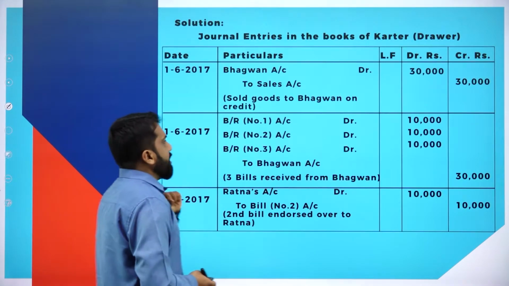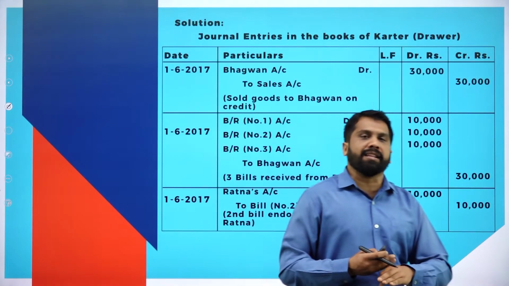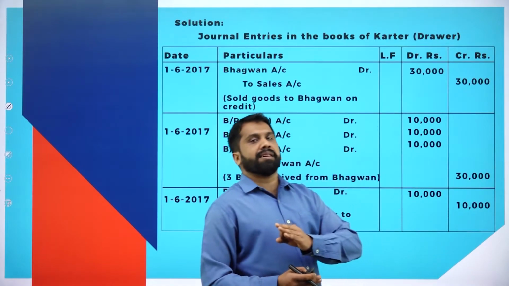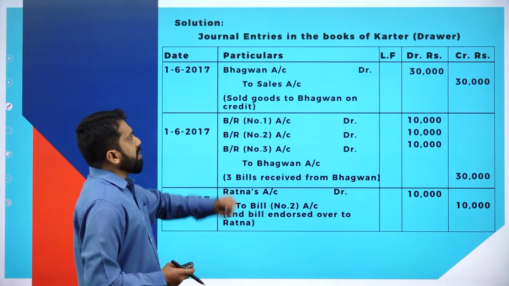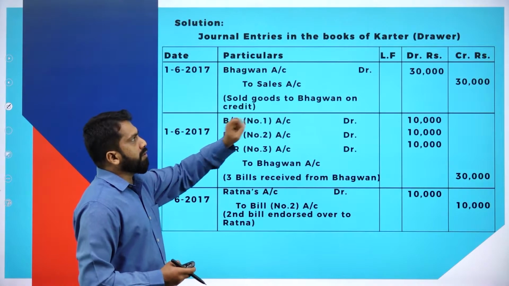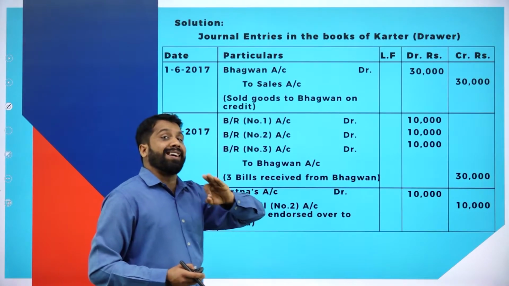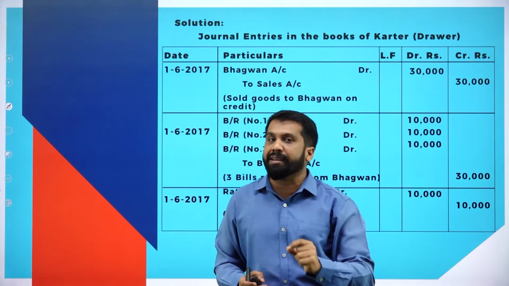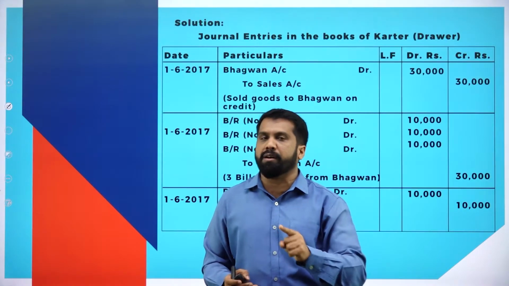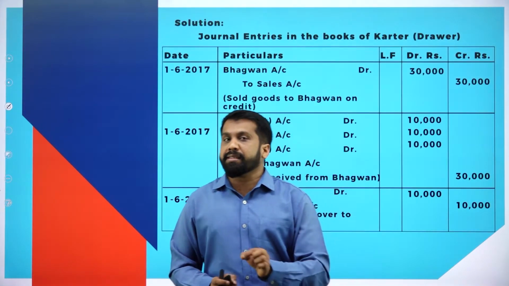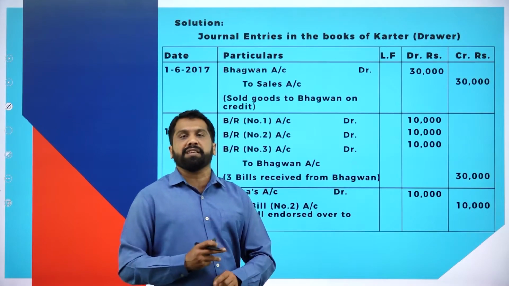Now, so these are the journal entries. Directly I'll go to the journal entries so that you will understand better. Now, journal entries in the books of drawer. Who is the drawer? Kartar. Remember, Kartar is the owner of the goods. Kartar is the seller of the goods.